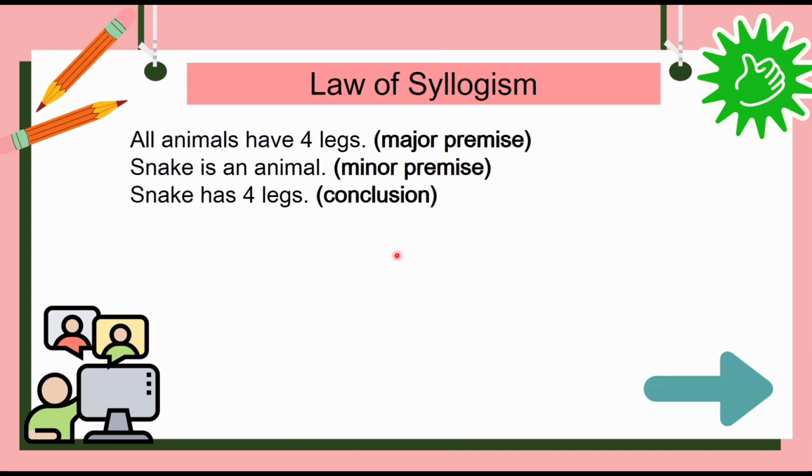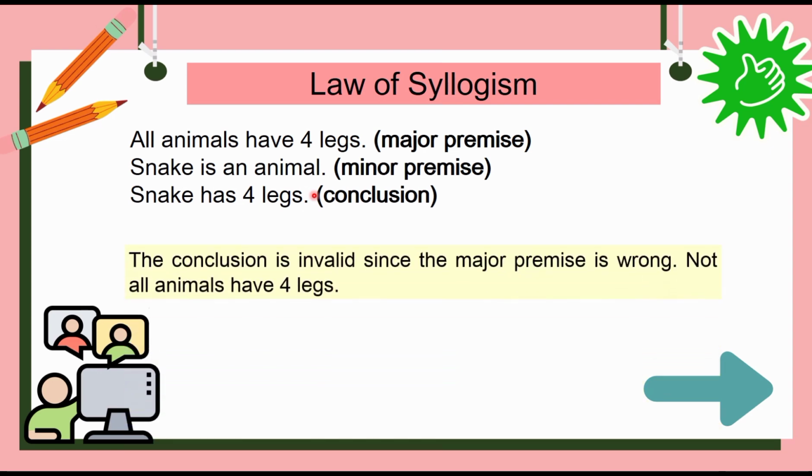Okay, for our last example under law of syllogism, all animals have four legs. That is our major premise. Our minor premise, snake is an animal. So that is our second statement. And then for our conclusion, snake has four legs. Now, so what do you think? Is our conclusion valid or invalid? Okay. So the answer is the conclusion is invalid or not valid since the major premise is wrong. Not all animals have four legs.